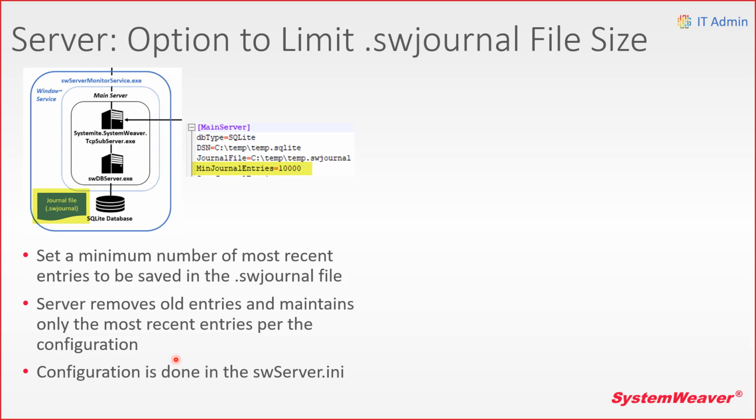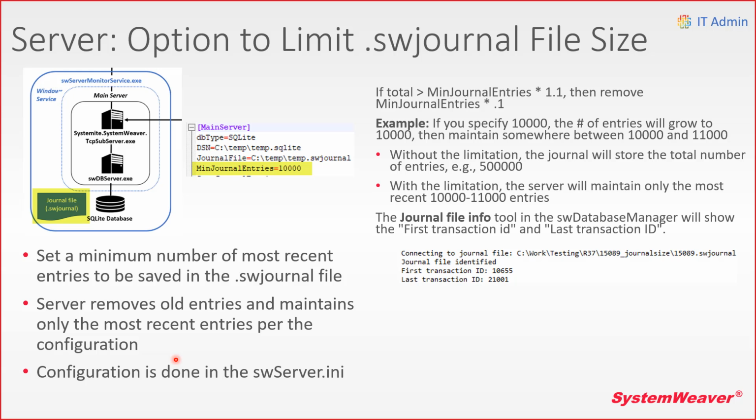In this example, I set it to 10,000 entries. And if you do that, then the number of entries will grow to 10,000 and maintain somewhere between 10,000 and 11,000. Without it, the journal file can just grow and grow and grow. With this limitation, the file becomes much more manageable. And in our database manager tool, you can see the first transaction ID and the last transaction ID. Here you see it's about 11,000 entries.